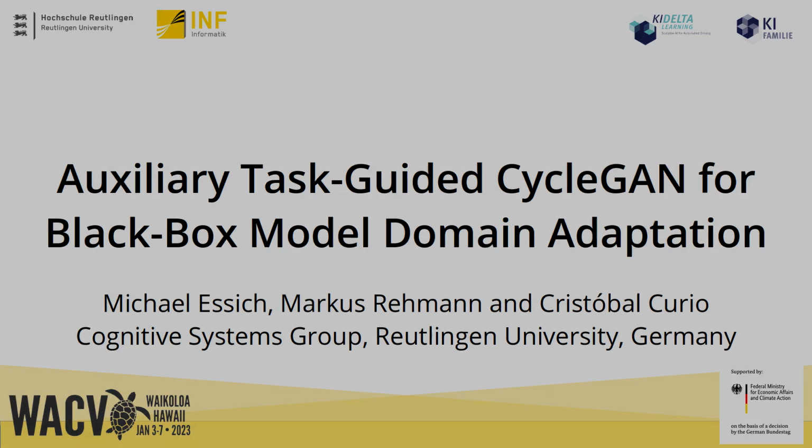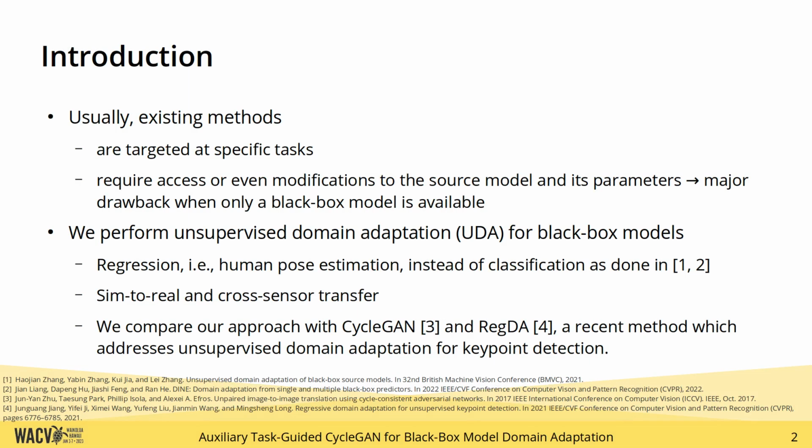Usually, existing domain adaptation methods are targeted at specific tasks or require access or even modifications to the source model for which domain adaptation is to be performed. This is a major drawback when we only have access to a black box model. Our goal is to perform unsupervised domain adaptation for black box models.